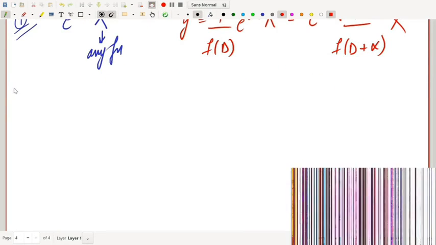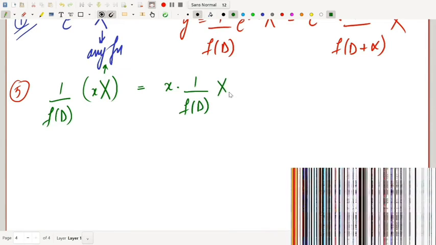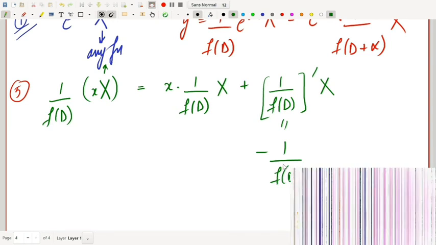Now fifth and the most important which we have is if Q is of the form x and capital X, where capital X is any function of x. In that case, x into 1/f(D) X plus the derivative of 1/f(D) into X, which is equal to minus f'(D) over f(D) whole square.